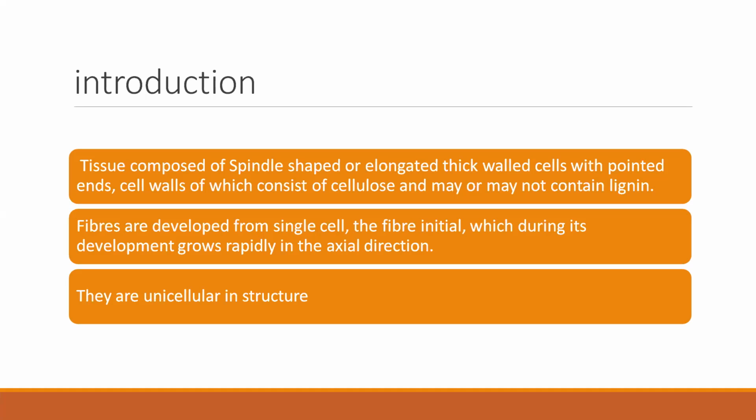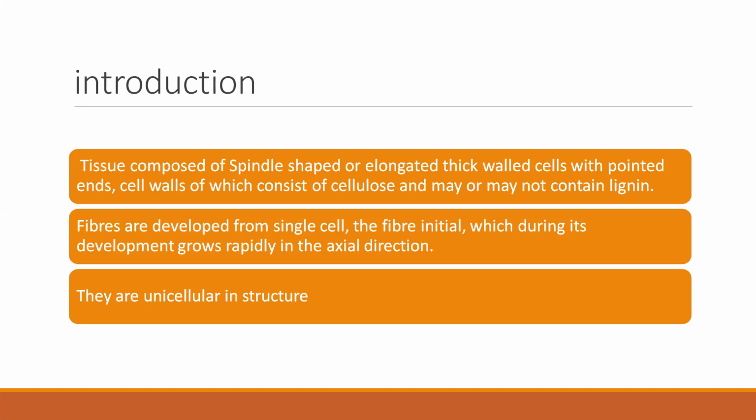These are the tissues composed of spindle-shaped or elongated thick-walled cells. Elongated means lengthwise, but they are thick-walled cells. Their cells are thick-walled with pointed ends, meaning they are very fine. Cell walls of which consist of cellulose and may or may not contain lignin.